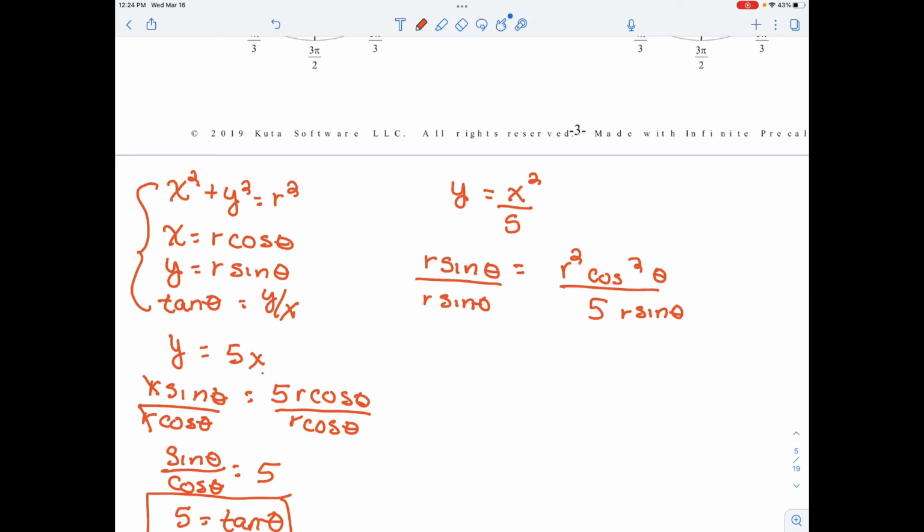When I do that, I get 1/5 of r. Let's do, I don't want to do that. What I want to do is divide both sides by cosine squared theta. Apparently I want to do that too. So r cosine squared theta over 5. So let's multiply both sides by 5.